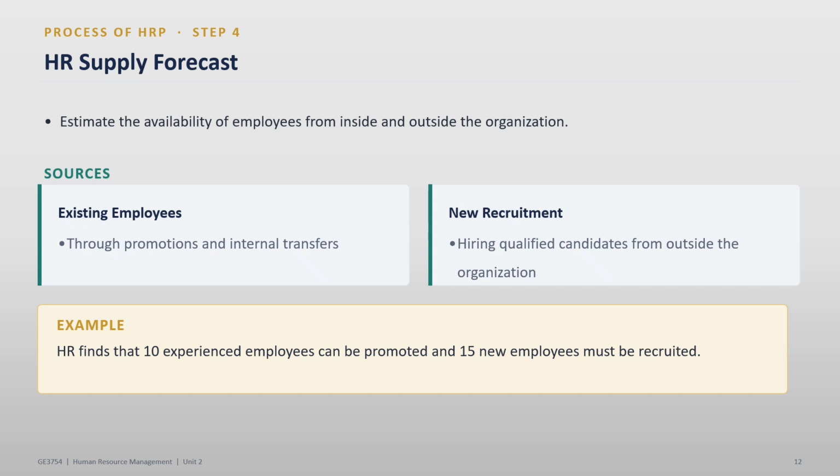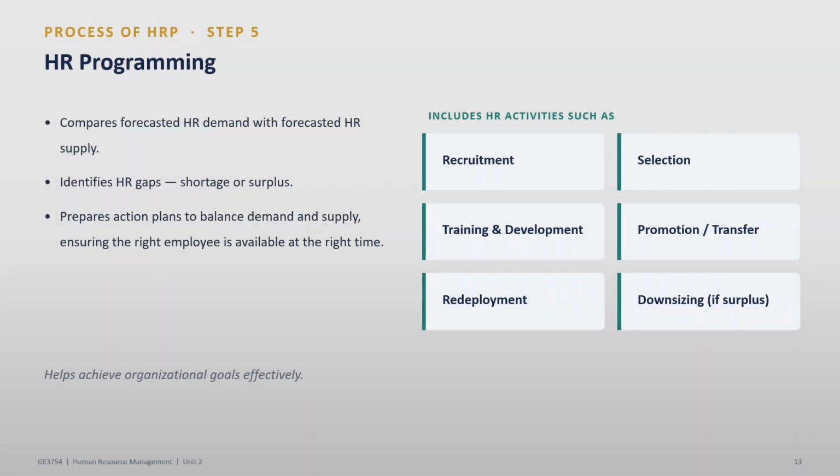The fifth step of the HRP process is HR programming. At this stage, an organization compares the forecasted HR demand with the forecasted HR supply. This comparison helps identify the HR gap. If the demand is greater than the available supply, there is an employee shortage. If the available supply is greater than the demand, there is an employee surplus. Once the gap is identified, HR prepares suitable action plans to balance the demand and supply of employees.